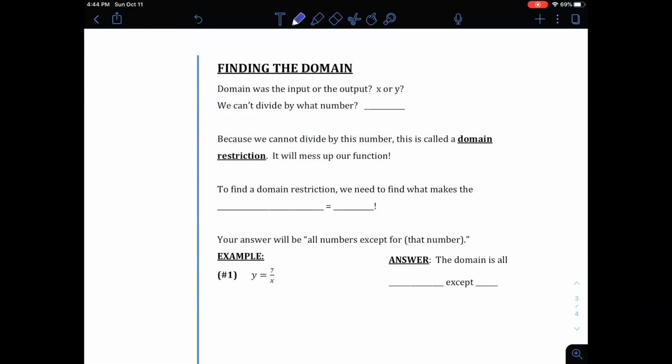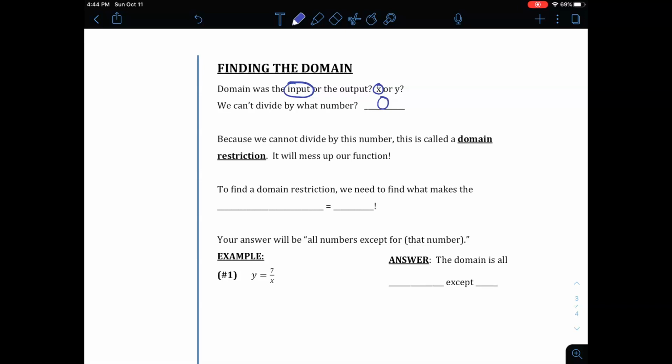So finding the domain. Domain, was that the input or the output of a function? Do you guys remember? Domain was the input. And was it X or Y that was the domain? It was X. Okay? So domain is the input or X values, and we can't divide by what number? What number can you never divide by in math? 0. Okay? So we're going to combine that information together here.